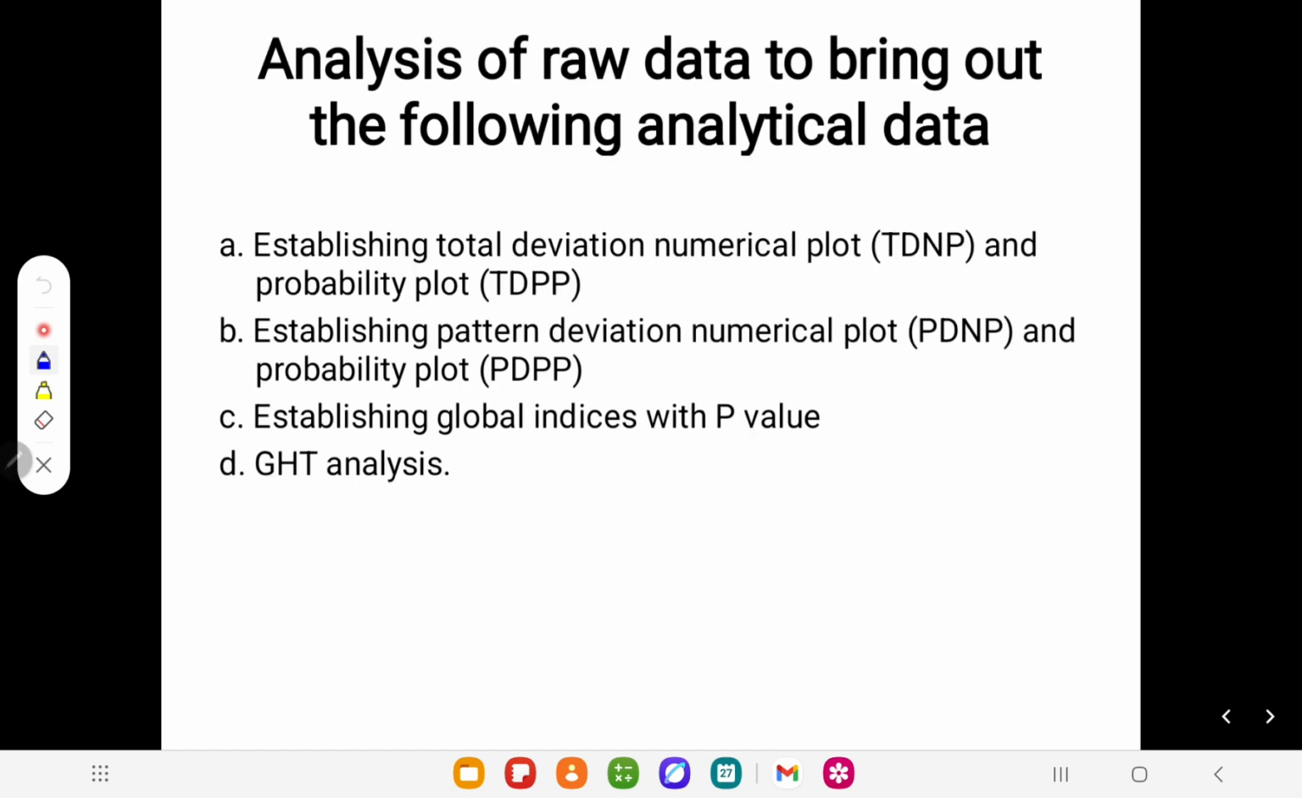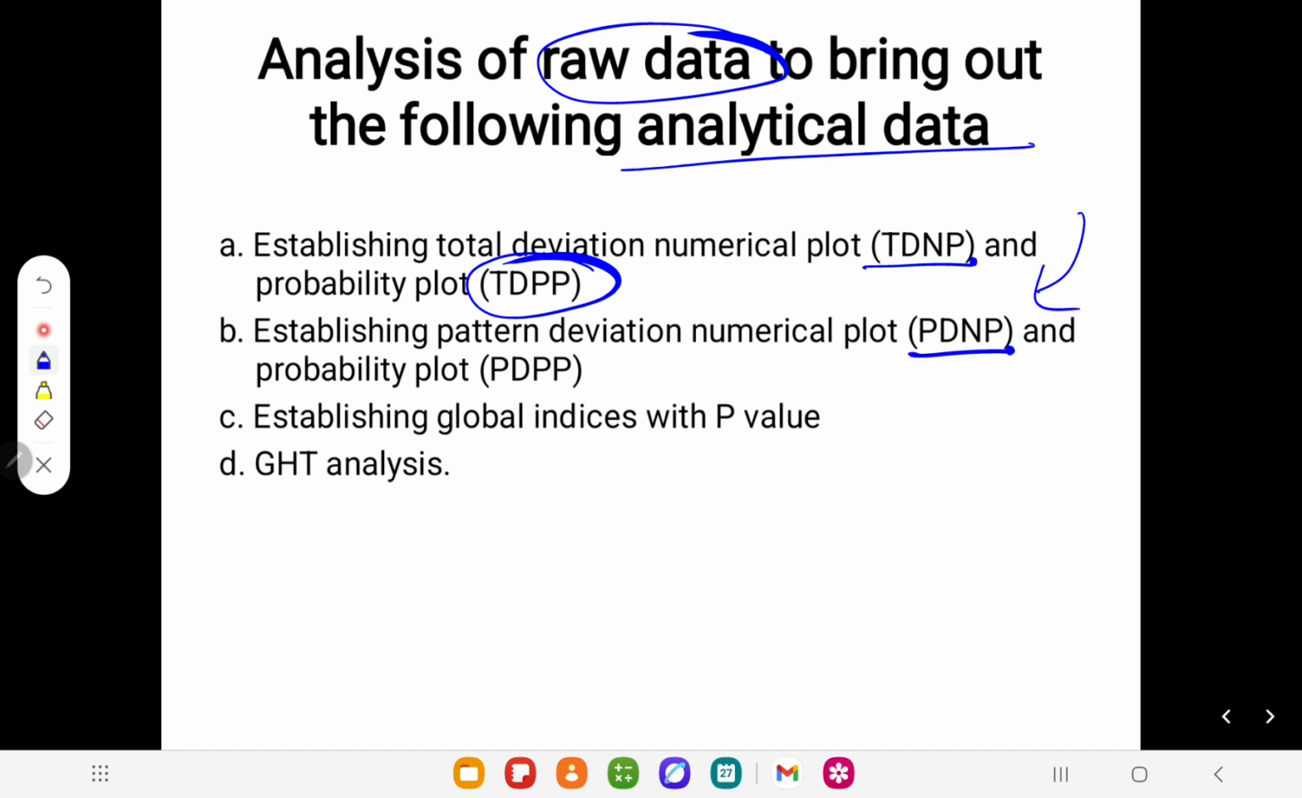The analysis data bring the following analytical data. Raw data is analyzed. First, raw data is compared with the normative data. Then we get total deviation probability plot and total deviation numeric plot. Then establishing pattern from the total deviation numeric plot: if we eliminate the seventh position, we will get the pattern deviation numeric plot, and the corresponding probability is the pattern deviation probability plot. Then the global indices are always derived from the total deviation numeric plot. Just don't confuse it. Glaucoma hemifield test, yes, definitely.